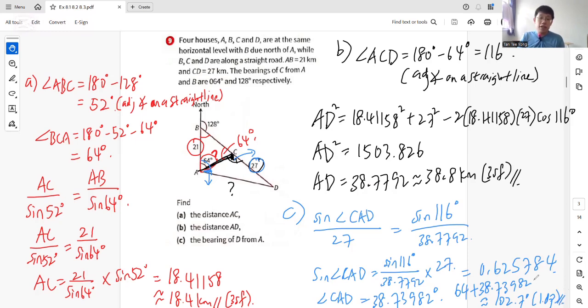So for part C, the bearing of D from A is 102.7 degrees, and this is to 1 dp. Okay, so this is it for this question.